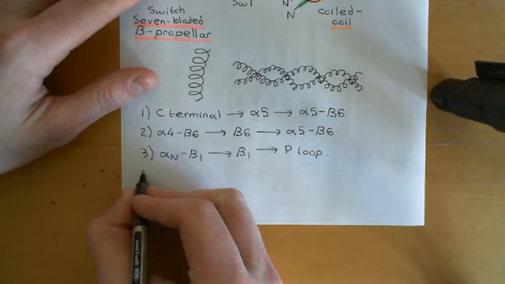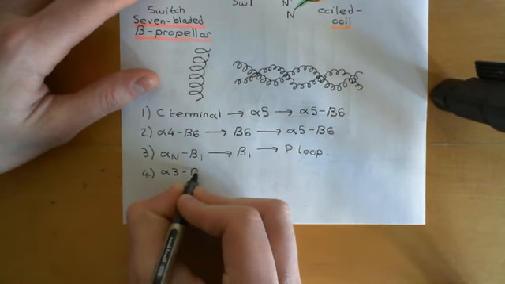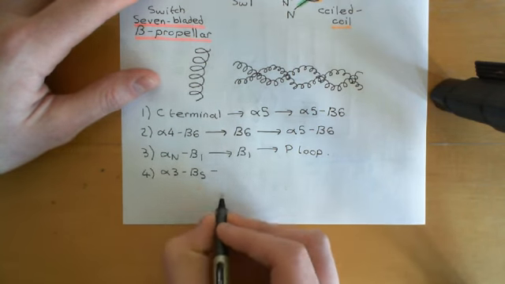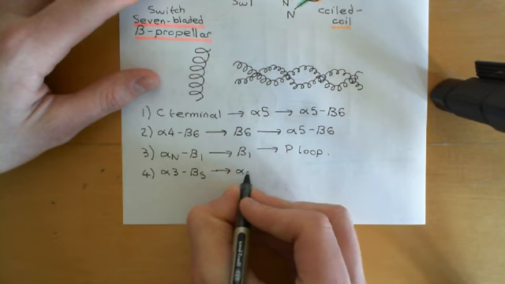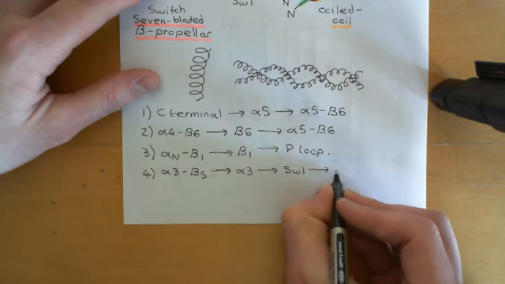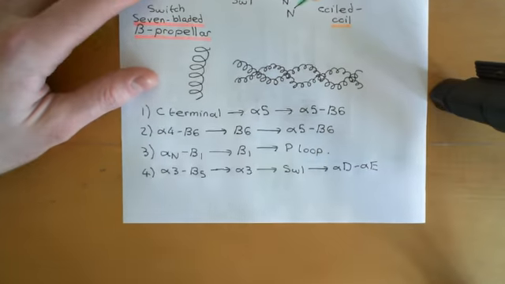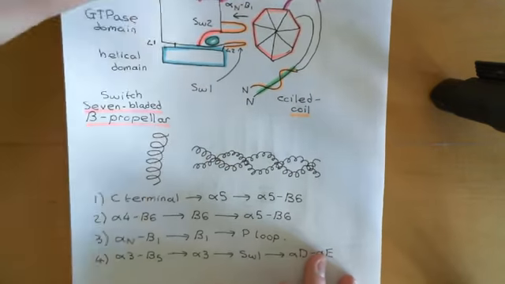Okay, so let's just add that on. Okay, so number 4 here, alpha 3 beta 5 moves because it's bound now to the GPCR. This is transmitted down alpha 3 to switch 1, okay, which then causes release of alpha D alpha E loop, which then causes the helical domain to drop down. Okay, and we'll go over onto another piece of paper and actually show these conformational changes now that have occurred, and we'll see how GTP is then going to bind and cause the release of the G beta gamma complex.